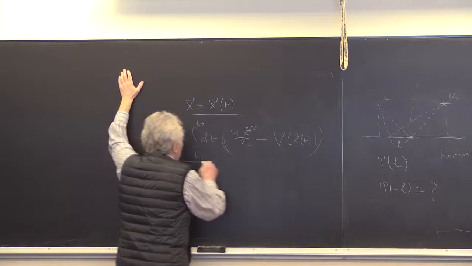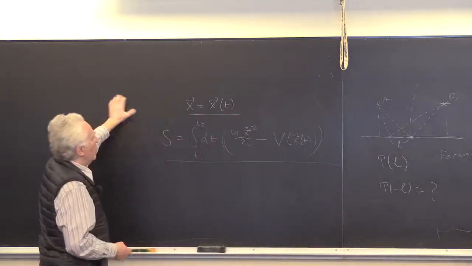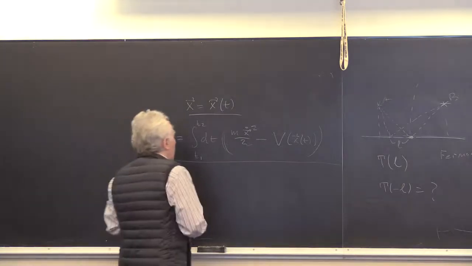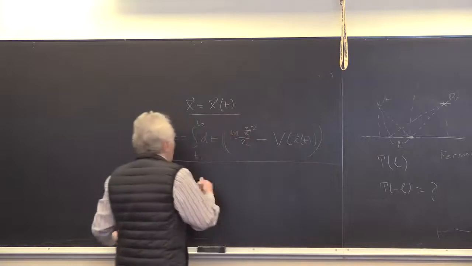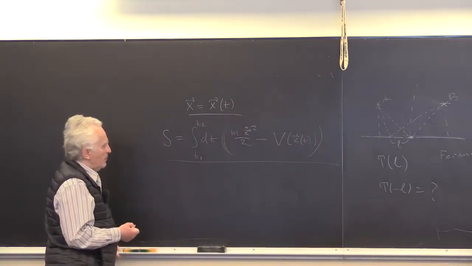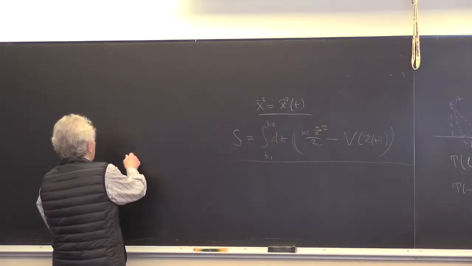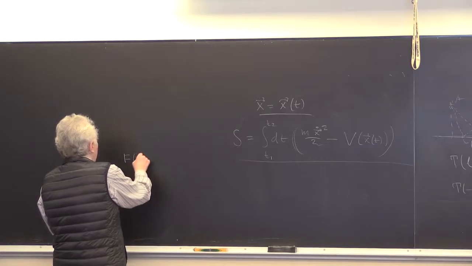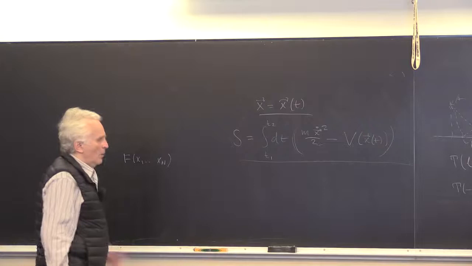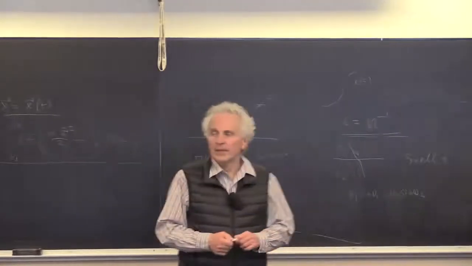How do we determine the trajectory which minimizes or extremizes this action? We basically follow the same principle as how we extremize and minimize a function. Suppose you have a function of n variables. What is the condition for the extremum of this function?